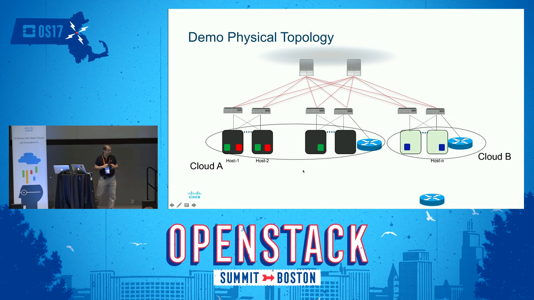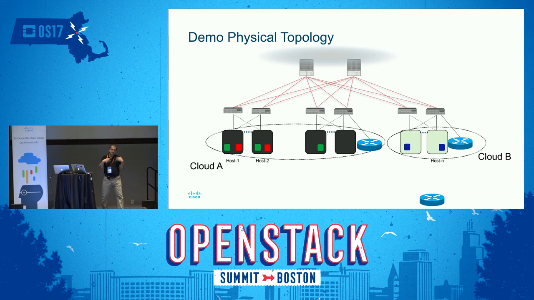So if you recall, this was our demo topology picture, right? We had two side-by-side clouds. We created this application, which was sort of split across these two clouds. Now those colored dots represent the containers and the virtual machines, right? So you have the two tiers, the green and the red, running in the container cloud. The blue is the virtual machine running in the virtual machine cloud.